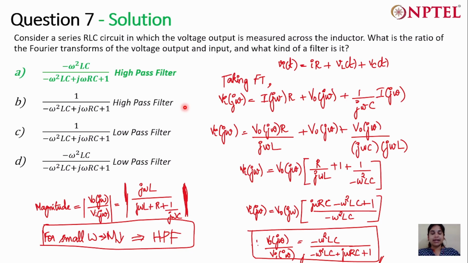So the basic idea is what? We have a series RLC circuit. The input voltage is equal to the sum of the voltages across the resistance, inductance and capacitance. Then we write their Fourier transform versions. And we see across what component we are measuring the output voltage. That we will keep as V naught of j omega. Then we will write everything in terms of Vi of j omega and V naught of j omega, and then you can simplify and get the answer.